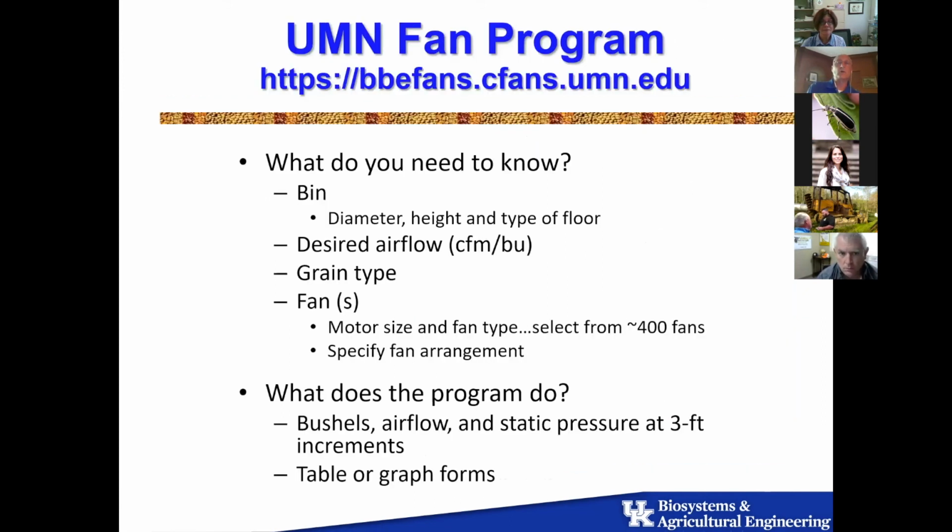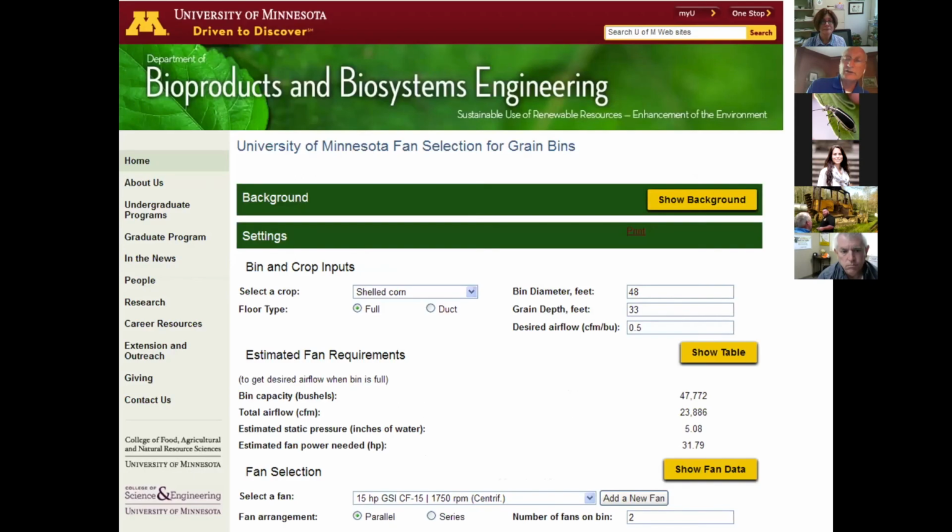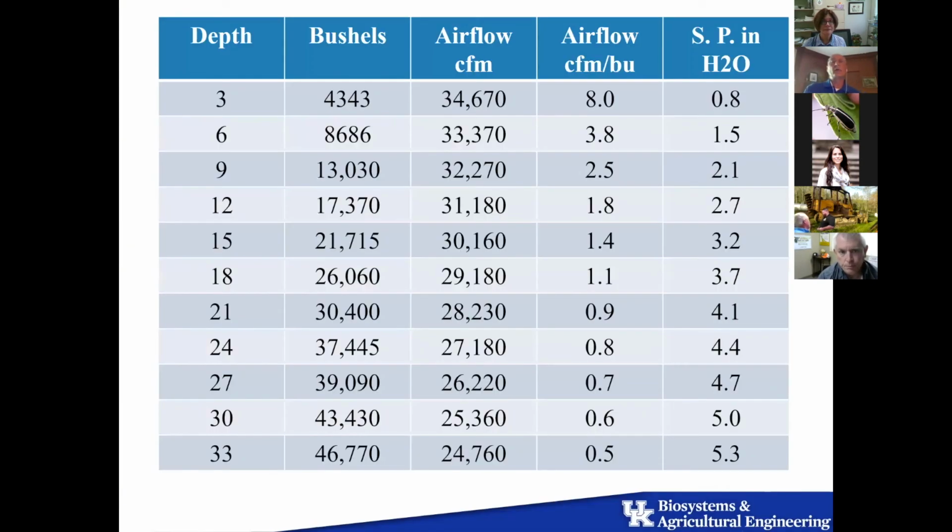I want to share this website that's shown here, and I think this was mentioned in my program at Milan, but this is a freely available website that can help you size fans for drying and aeration. I don't have time to go to great depths, but I'll quickly shift to the output table. What you get in this example is a 50,000 bushel bin with 2 15-horse centrifugal fans.